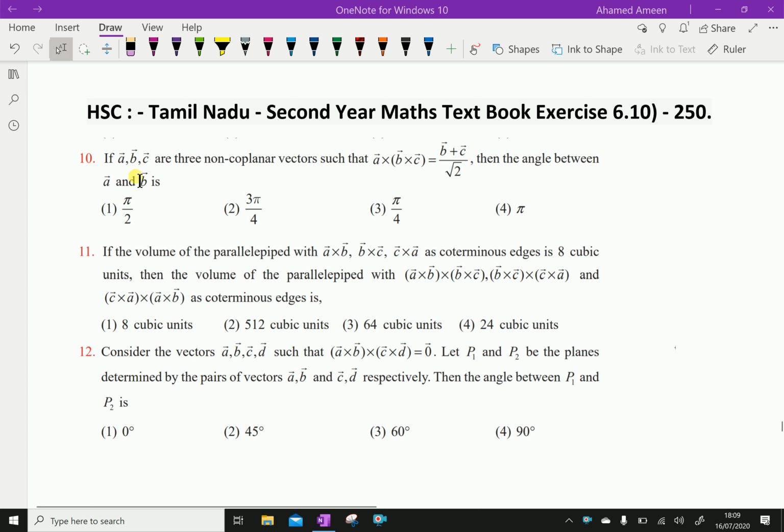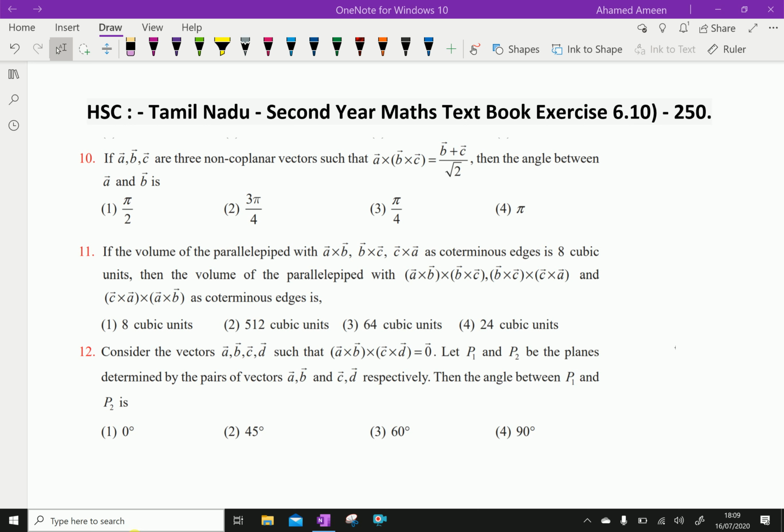If vectors A, B, C are three non-coplanar vectors such that A cross (B cross C) equals (vector B plus vector C) over root 2, then the angle between A and B is.